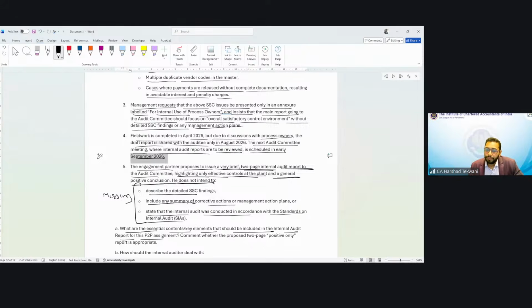Sir, the internal audit report should be issued on a timely basis. It should not be prolonged while waiting for the next audit report release. In this case, the audit was completed in April 2026, but they are only about to issue in August. It's such a long time. The next committee meeting to review internal audit is in September. I think they are doing the audit on a quarterly basis. I am assuming this.